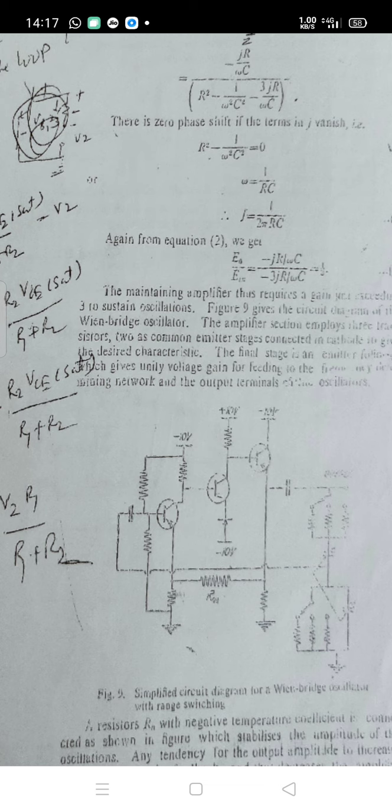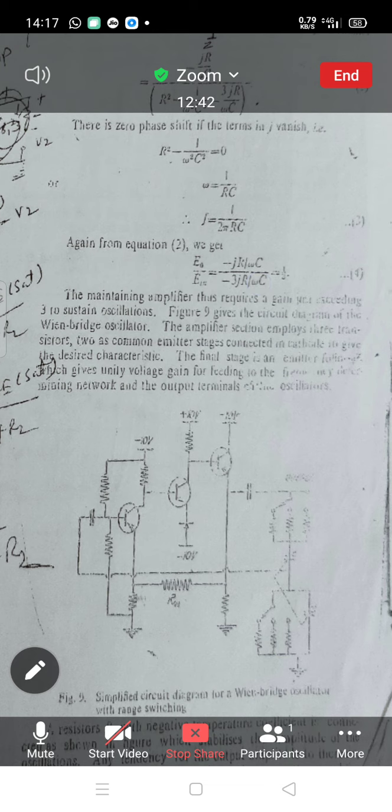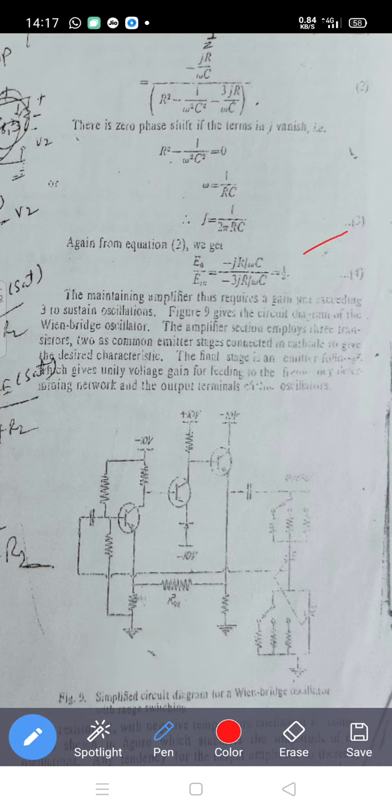For writing that, find out the impedance of the parallel RC network. So E0 by En, we have just calculated, is equal to 1 by 3, because all the factors in this equation number 4 get cancelled, remaining will be 1 by 3. So that means the maintaining amplifier requires a gain just exceeding 3 to sustain the oscillation.